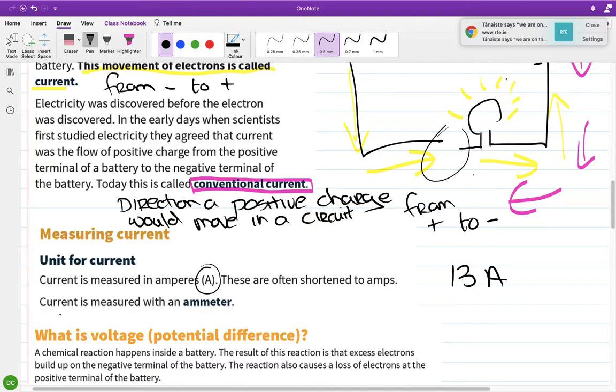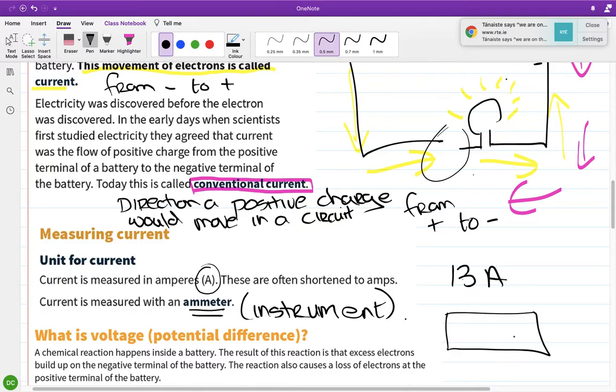The instrument used to measure current is called an ammeter. I always think of an ammeter like a little person in a toll booth counting. So here's your wire, and here's your wire at the far end, and you've got your electrons coming through, and every time an electron passes this person, they count. So they go, that's 1 gone, 2 gone, 3 gone, 4 gone, and that's essentially what current is. It's the electrons flowing in the circuit.